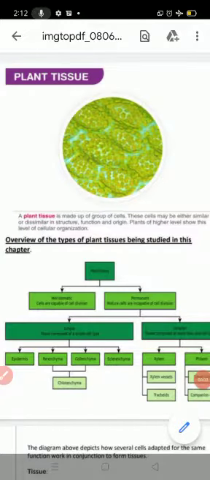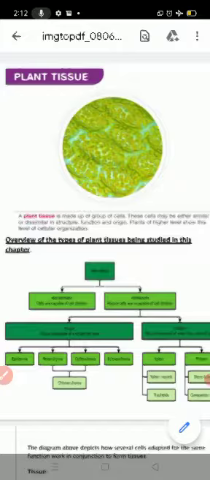Good morning, students. Today we will discuss tissue. Firstly, we have to clear our minds on the definition of tissue.